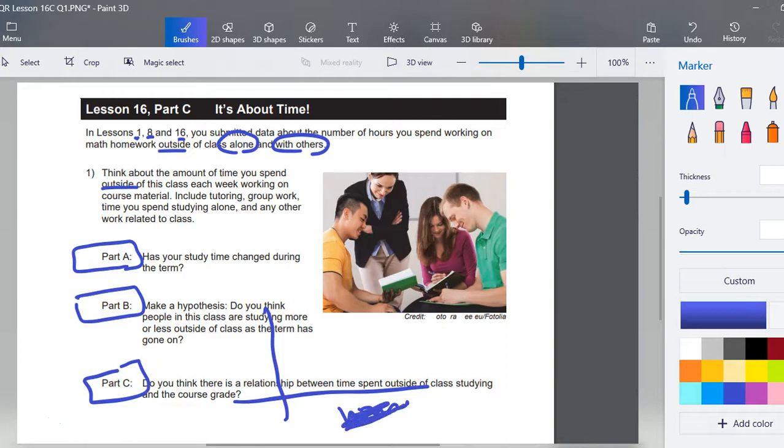Why is this writing sideways? I'm not sure. Let's undo this.